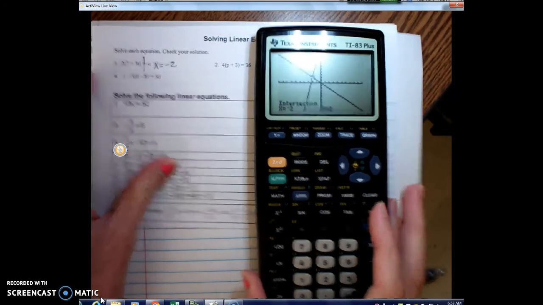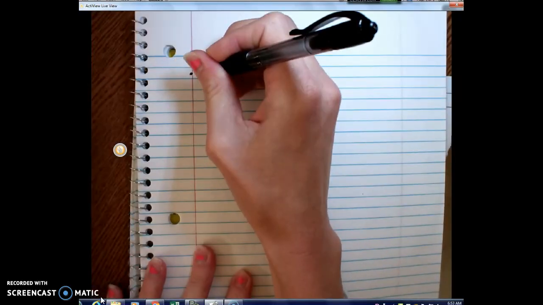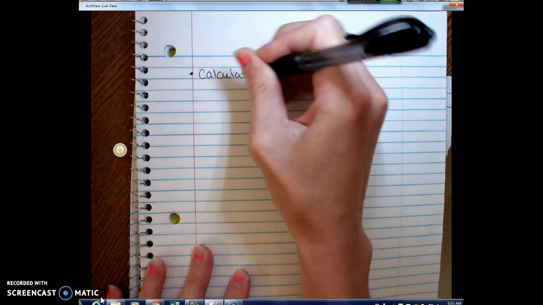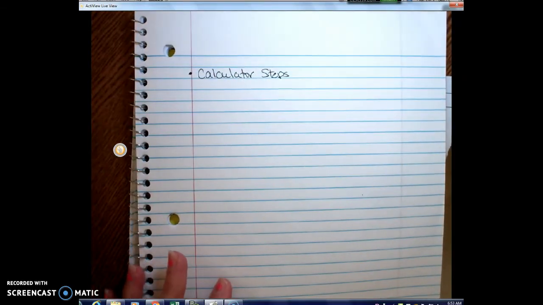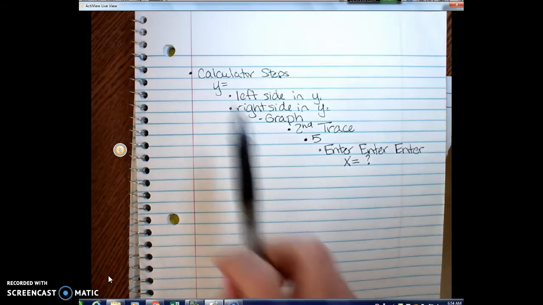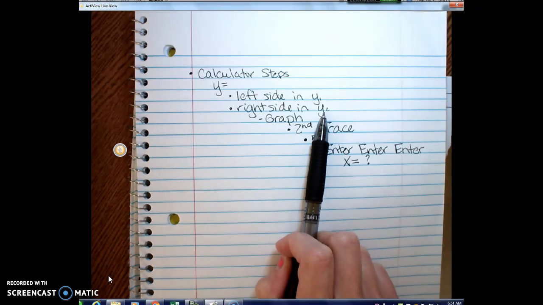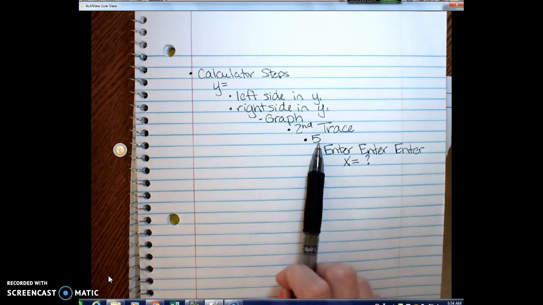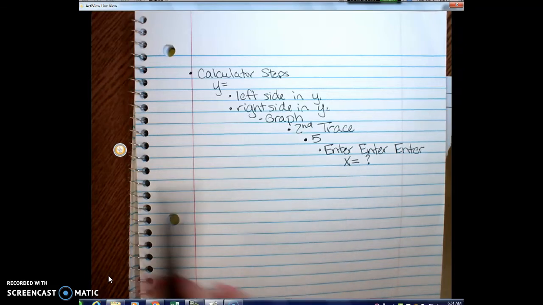So again, the steps in your calculator, we're going to write down the steps really quickly. So take a minute, pause the video, and write down these steps. Again, in the calculator you go to y equals, the left side goes in y1, the right side's going to go in y2. You can hit graph, second trace, 5, and then enter, enter, enter. Then from there you're just picking up that x value.